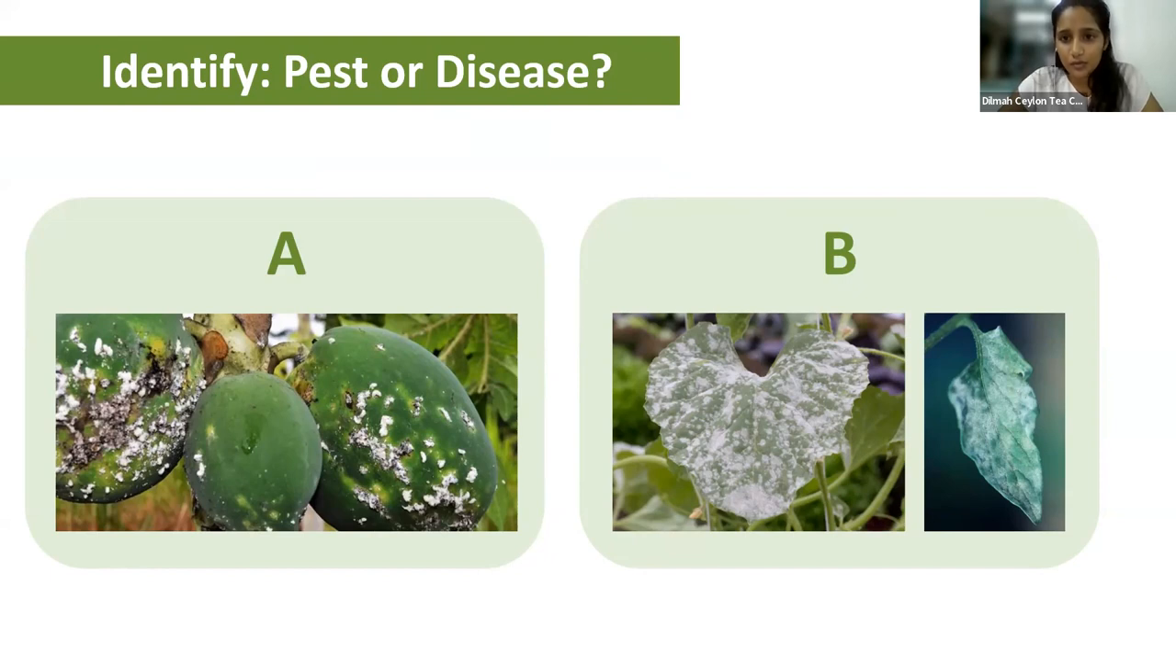So 50% say that A is a pest and B is a disease. Well, we have about 30% who say that A is a disease and B is a pest. Anuradha, what's the answer?